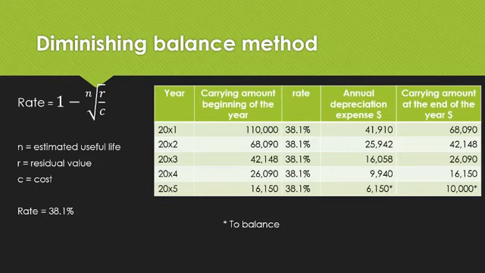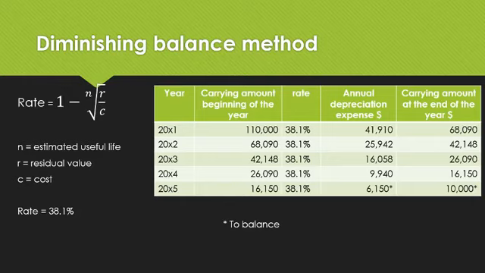Alright, in the diminishing balance method, we first have to determine the depreciation rate that we will charge. The rate will be 1 less the nth root of R divided by C, where N is the estimated useful life, R is the residual value of $10,000, and C is the cost. When we calculated it, the rate that we got is 38.1%.